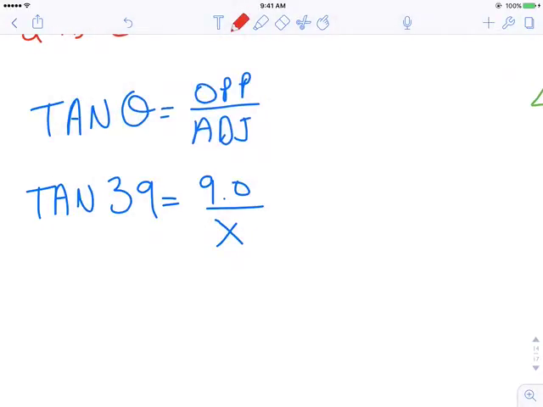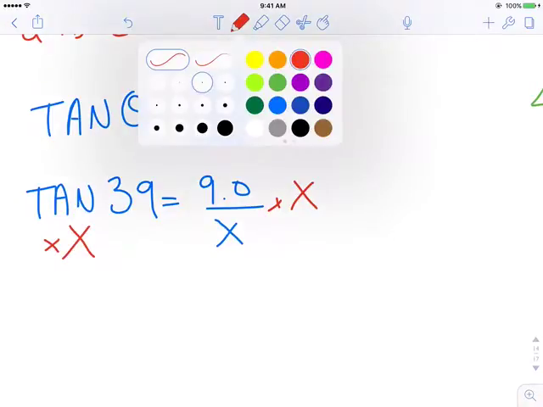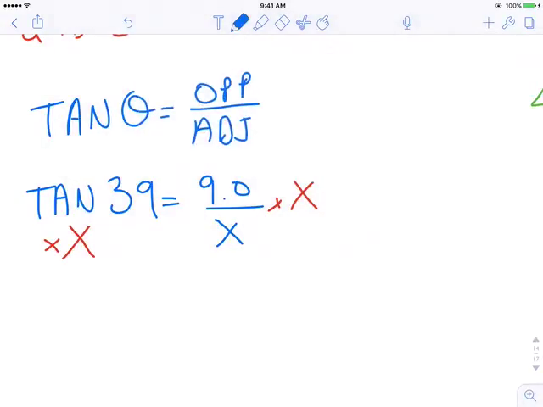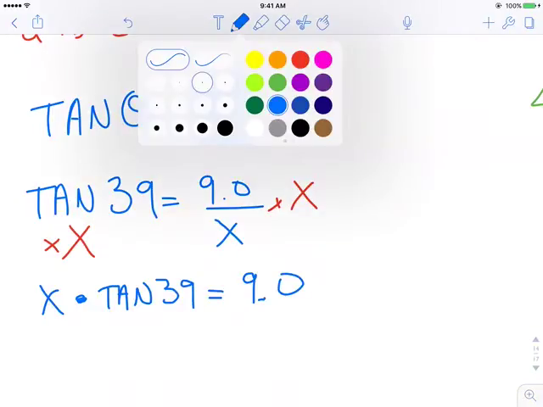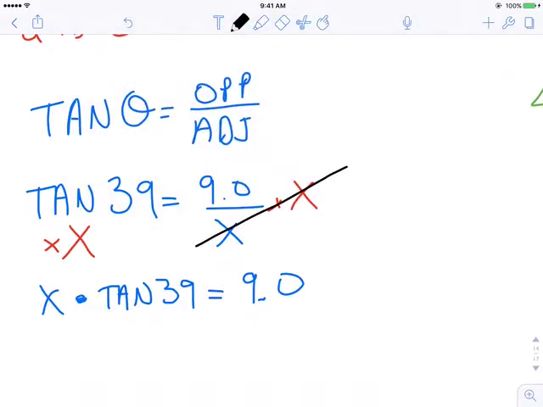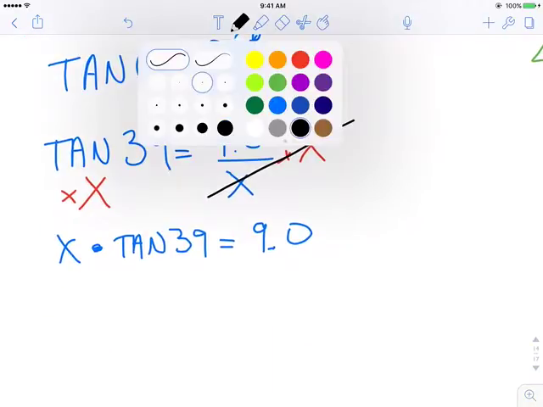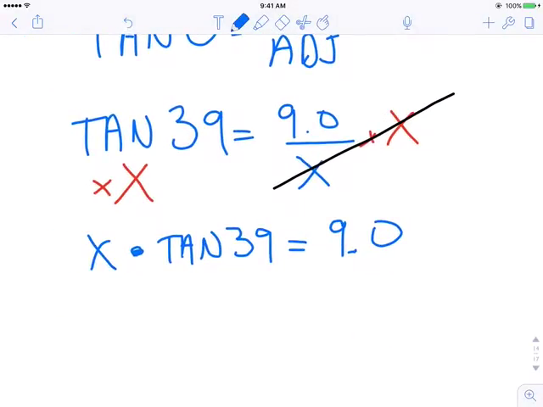Algebraically, remember that when that variable is in the bottom of this equation, I have to multiply both sides by x, which gives me x times the tangent of 39 degrees is equal to 9.0, because these x's cancel. I still want x by itself, so because this is x times tangent of 39, I'm going to divide by tangent of 39. Because I do it on one side of the equal sign, I'm going to do it on the other side of the equal sign.